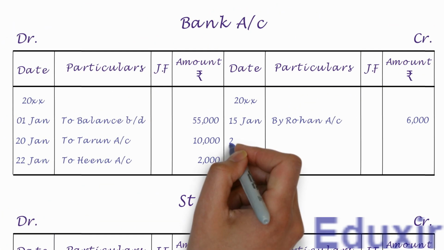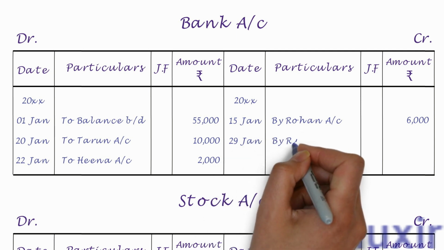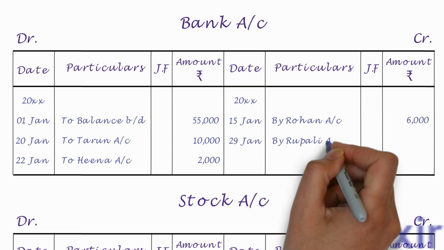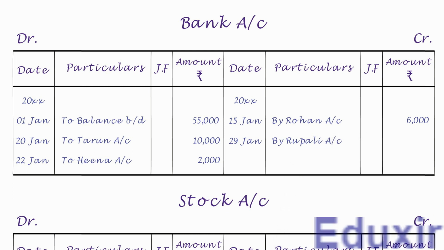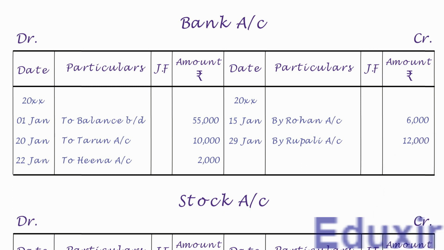Let us first write the date in the date column. We need to write by Rupali account into the particulars column. Let us write the credit amount of 12,000 rupees into the amount column. With that, we have completed the posting of this journal entry into the bank account. Let us now take up the next entry.